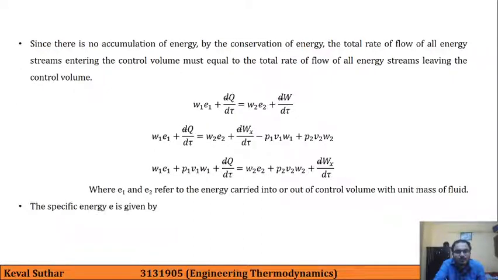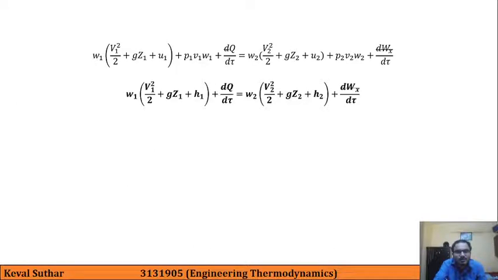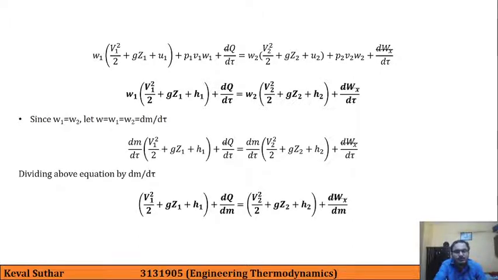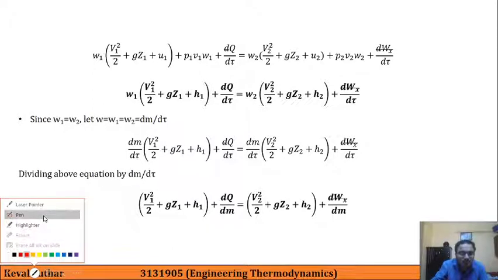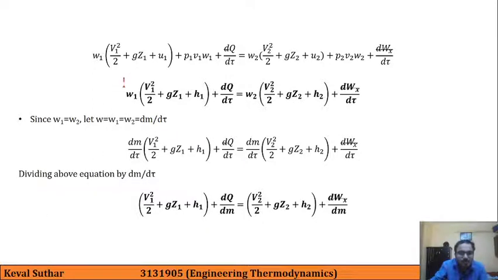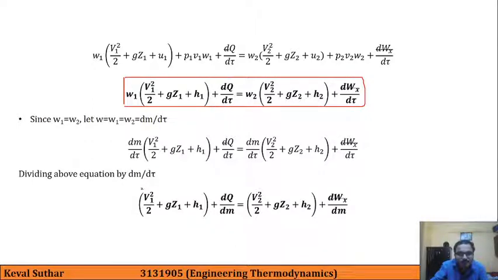Then further simplifying this, we were able to obtain this formula, that is the first form of steady flow energy equation in rate form, and second we divided the whole equation by dm upon d tau, and we obtained the second formula. So these two are important formulas which are steady flow energy equation.